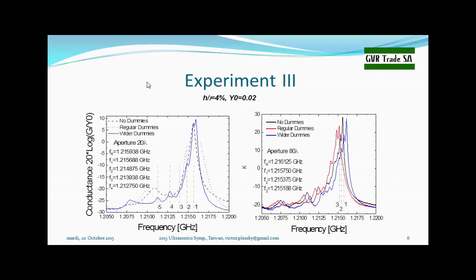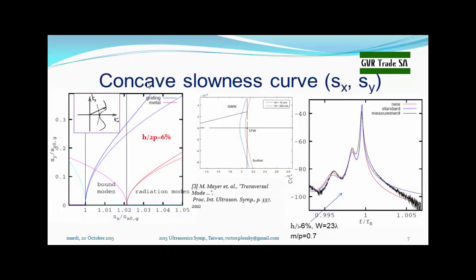About the same situation is for 4% metallization, but we also see that if we have dummy fingers, we can get a split resonance, which is very unpleasant for a resonator, and for wide aperture this splitting also depends on presence of dummy fingers. So how can we understand all that?